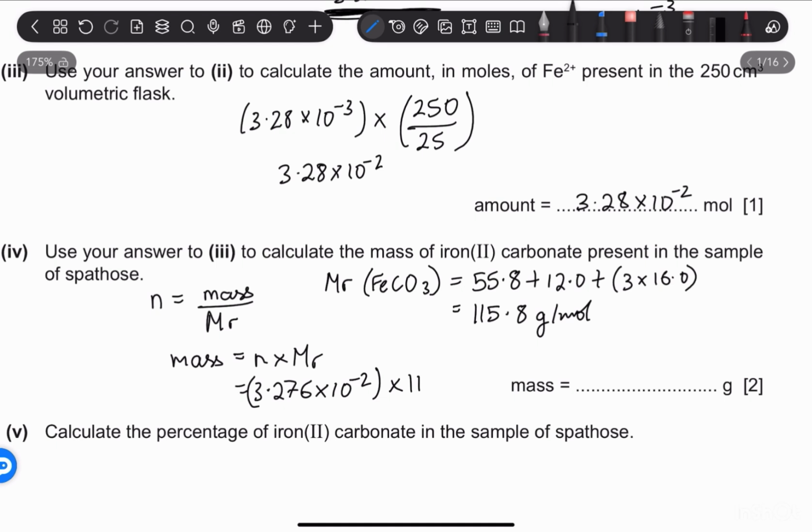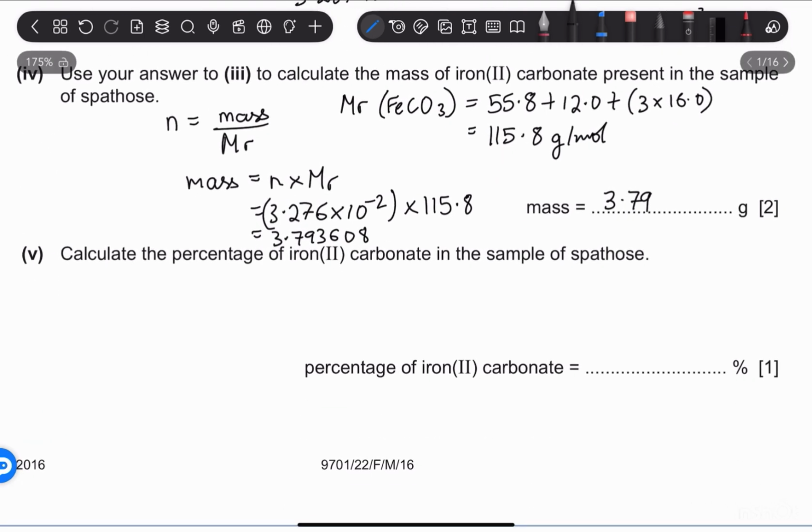So we have 3.276 times 10 to the power minus 2 times 115.8. So our mass is going to be 3.793608 grams. That's a very long figure, but I'm just going to simplify it to 3.79 grams. That's going to be our mass.